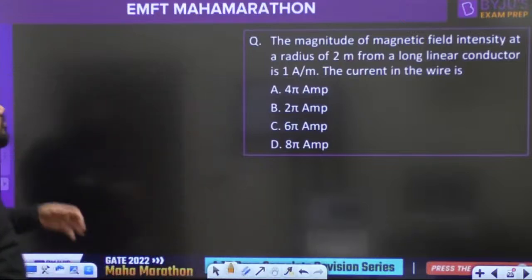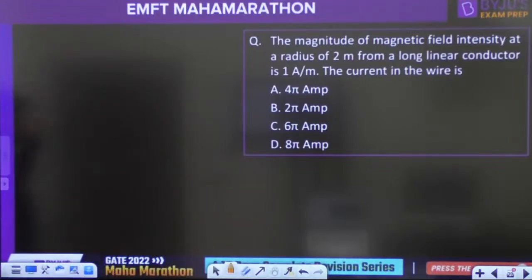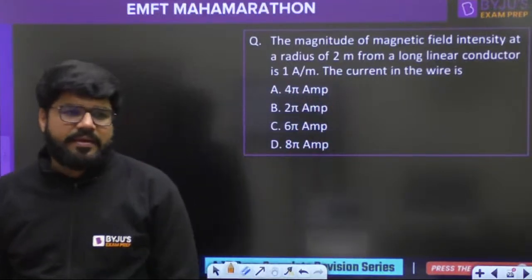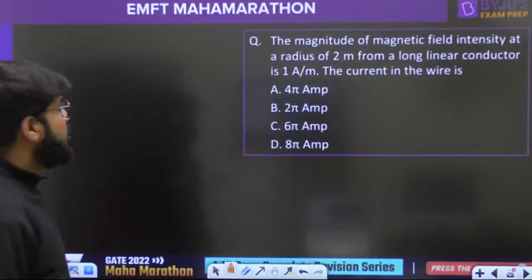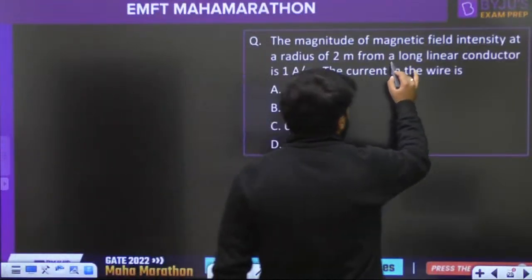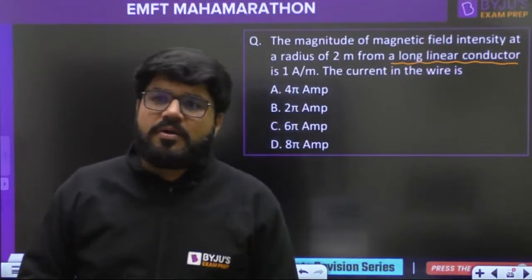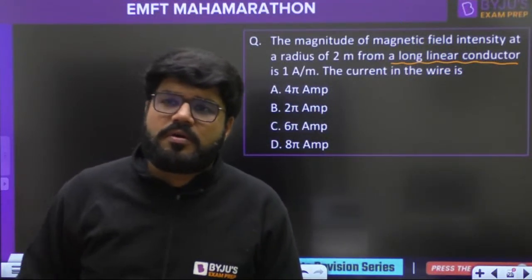What is this? The magnitude of the magnetic field intensity at a radius of 2 meter from a long linear conductor is 1 ampere per meter. How much is the current in the wire? Long linear means a straight conductor. Long straight conductor. Long means how long?